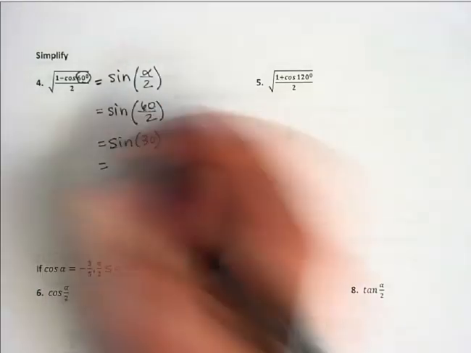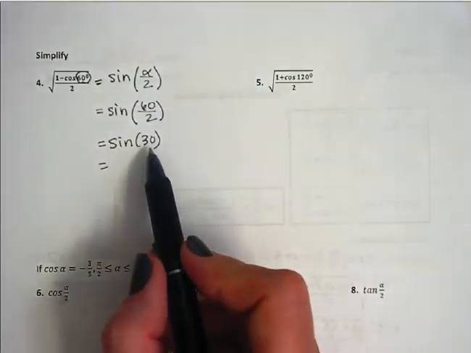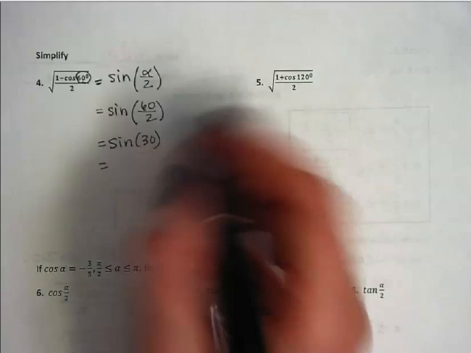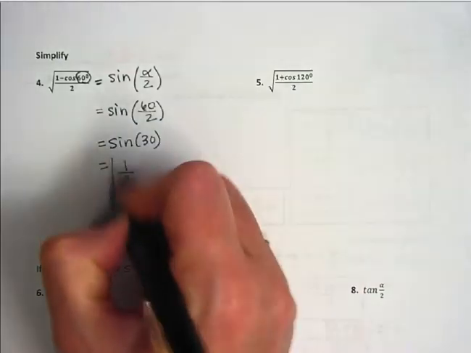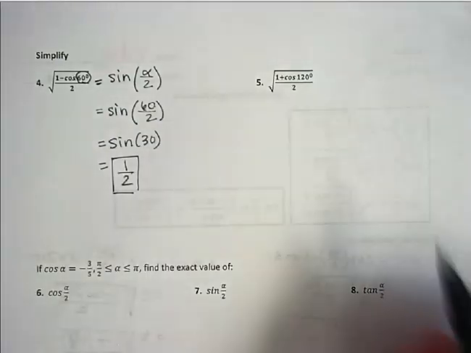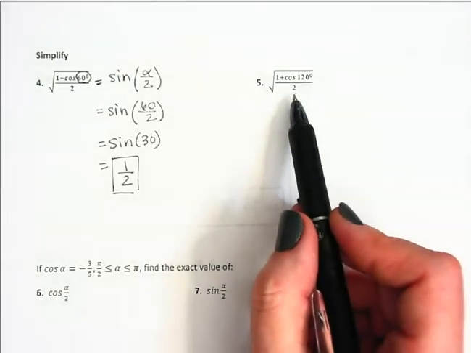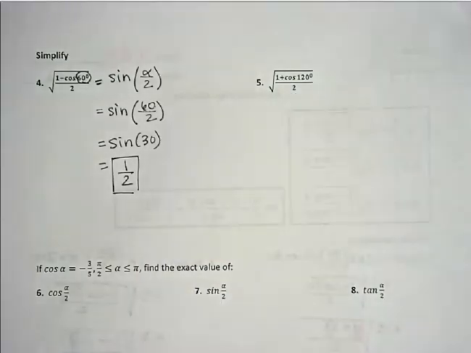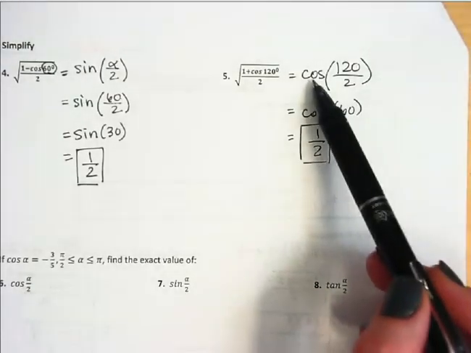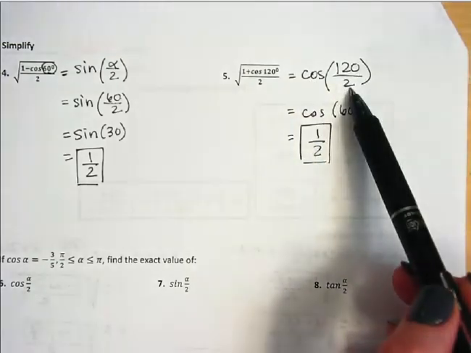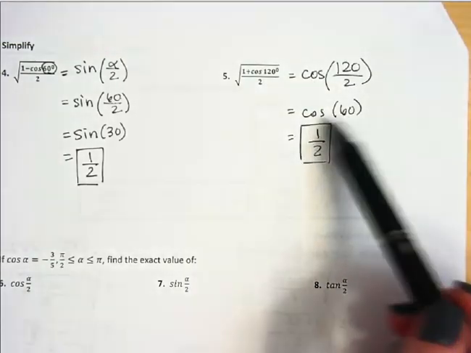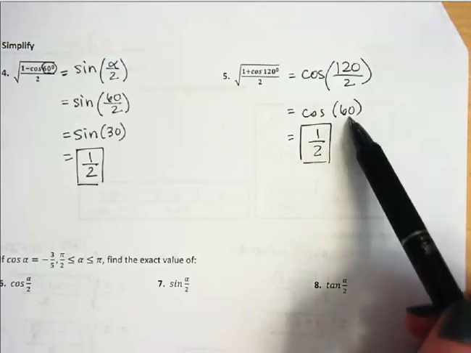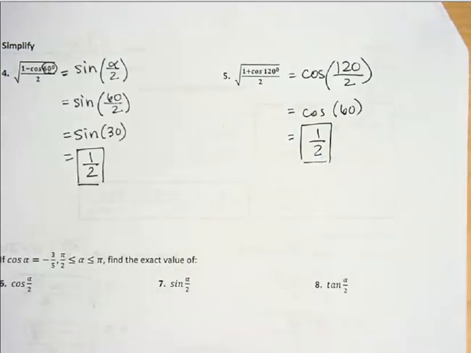And then I just go to the unit circle and I find 30. And the sine is the y value there, which is 1/2. Right? You pause the video and try this one, number 5. All right, so hopefully you came up with cosine of 120 over 2, that was the cosine formula, which is cosine of 60, which is the x coordinate there, which is 1/2.